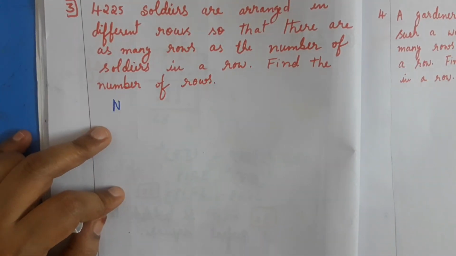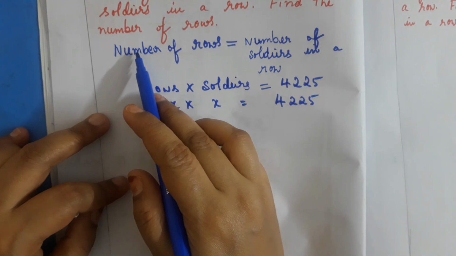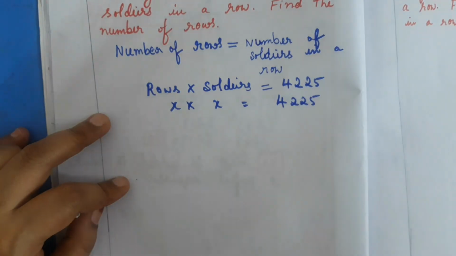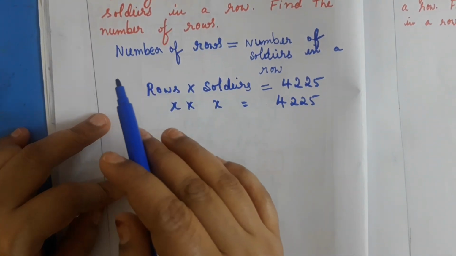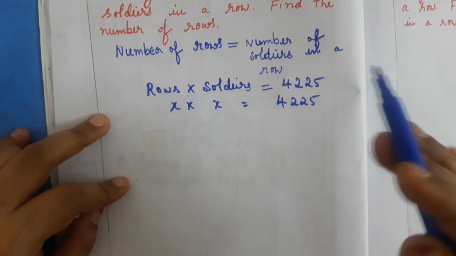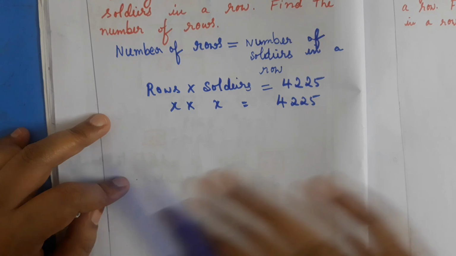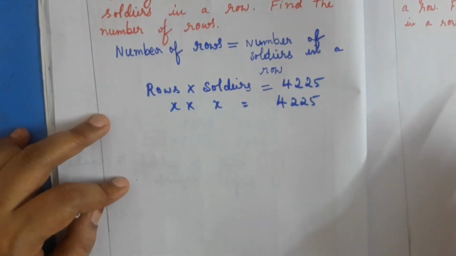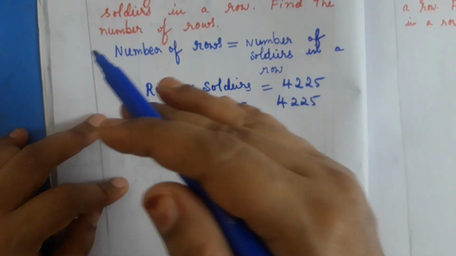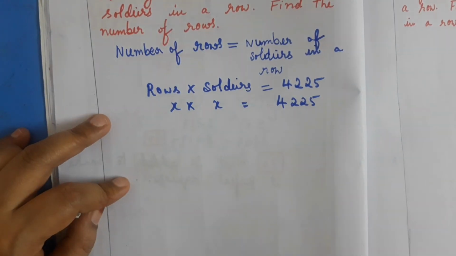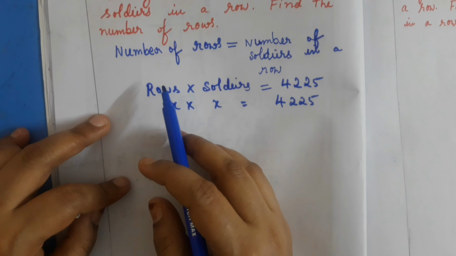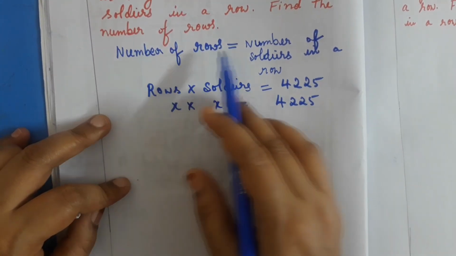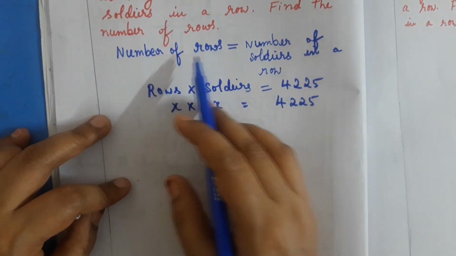Both are x. So here it is written number of rows. कितने number of rows हैं means standing lines कितने हैं. So एक line पे जितने soldiers हैं उतने ही rows हैं, lines हैं. For example, 8 soldiers or army people standing in a line, so 8 lines are also drawn. So it is a pattern. The number of rows is equal to the number of soldiers in a row. Both are the same.